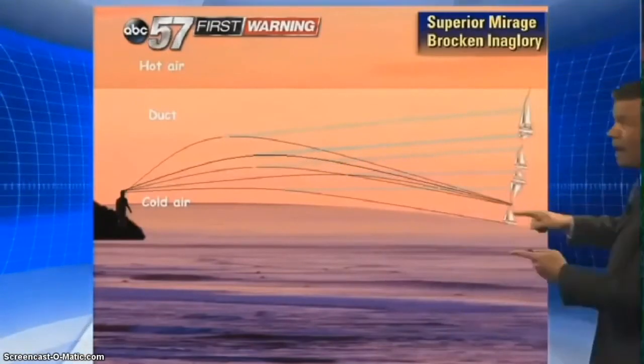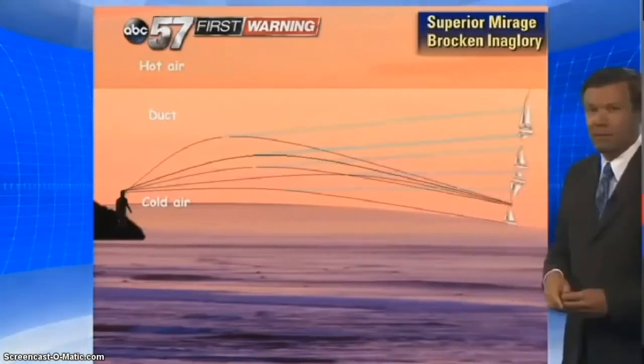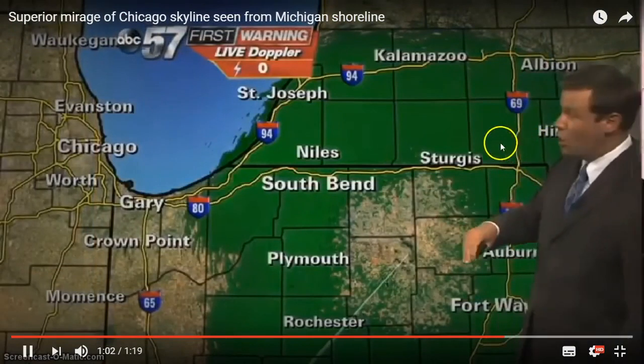And so typically we would not be able to see this. This image would be viewable from much, much higher in the sky, up in space. But instead, we're able to see it on the Lake Michigan shore. Very fascinating, and that's the same reason we're actually seeing this.